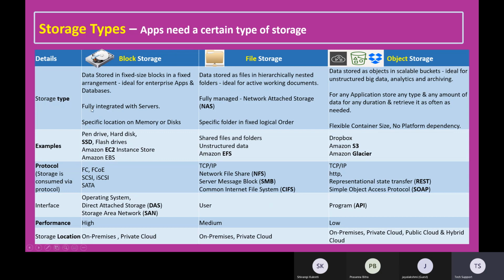Another point is that block storage is fully integrated with servers. These are all fully integrated, directly connected, and use a specific location on memory or disk. Normally, whenever we want to store data in block storage, first it will be stored in memory, followed by the disk. Memory is nothing but primary storage, and disk is nothing but secondary storage. Primary storage memory is temporary, and the disk is like persistent memory. It will be permanently stored on the hard disk until we delete it.